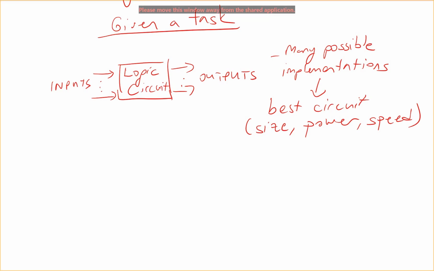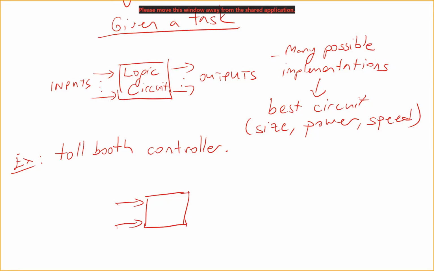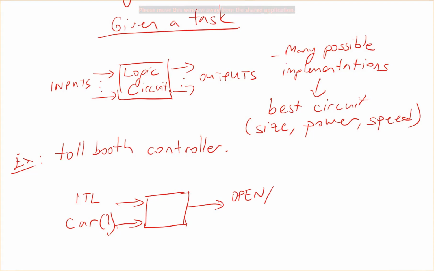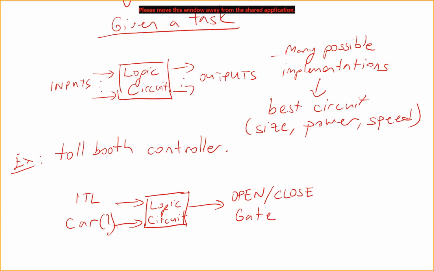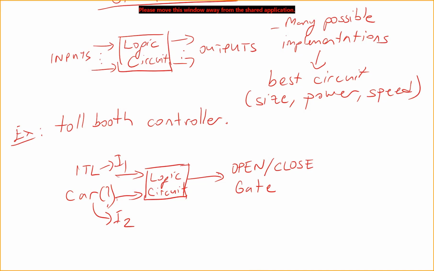So what might be a simple example? For example, we can try to design a toll booth controller. So for example, in a parking lot, we might have a gate. We will open this gate or close the gate if we have some inputs. Let's say I will require 1 Turkish lira as an input, and if the car is present, then I will have 1 output. I will say, based on these inputs, either I open or close the gate in the parking lot, right? So I can call this my I1 input and this my I2 input, which detects if the car is present at the gate.